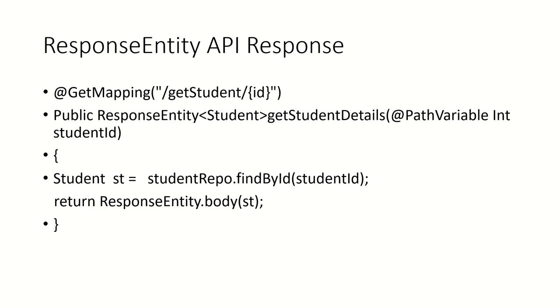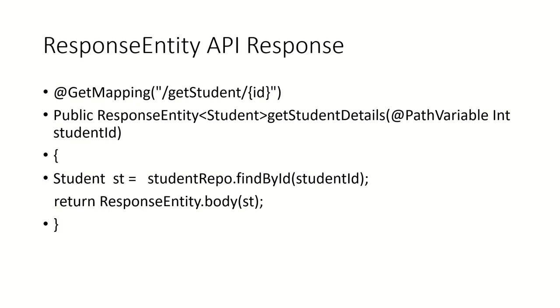That means we are returning not simply a DTO or the entity that we created. We are returning the response entity of that object. So how can we use it? What we are doing is finding the student, storing it in a student object, and then returning a response entity, and in the body of that response entity, we are appending that student object and simply returning it.